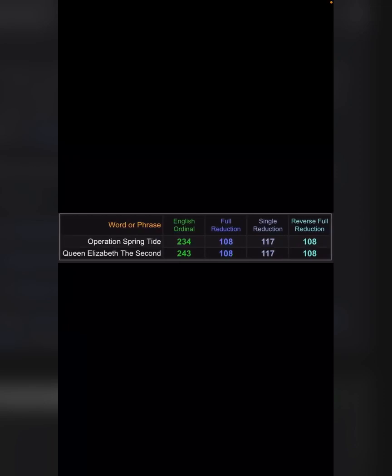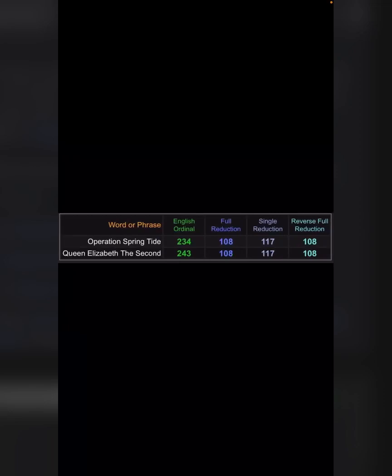And also notice that it almost has a direct match, her name, to Operation Springtide. So you have a 234, 108, 117. Just remember these combinations of numbers, because these are the numbers that are going to continue to come up. So yes, that's already crazy that that's a match right there.